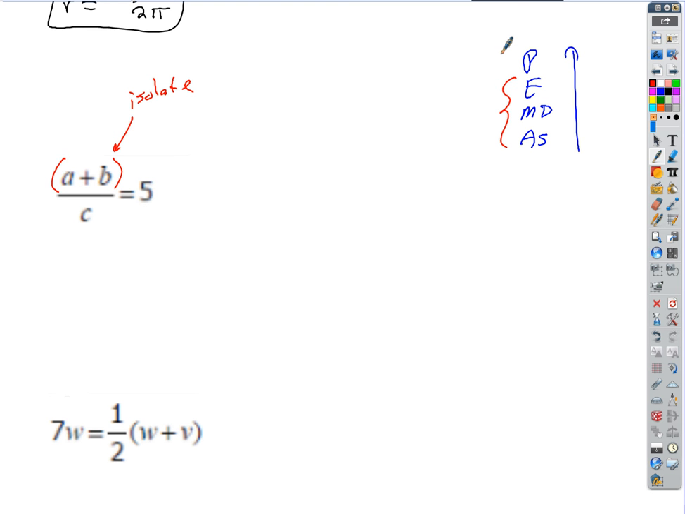Is there anything we can add to both sides or subtract from both sides to help isolate b? There's not at this point, is there? The only addition or subtraction is inside the parentheses. So we're going to skip through that step. Any multiplication or division? Well, right now, the b is on top of a fraction. It's being divided by c. How do I undo division? Multiply. Good. So I got to multiply both sides by c. And that's going to cancel the c's, right? Okay. So that gives us a plus b equals 5c.